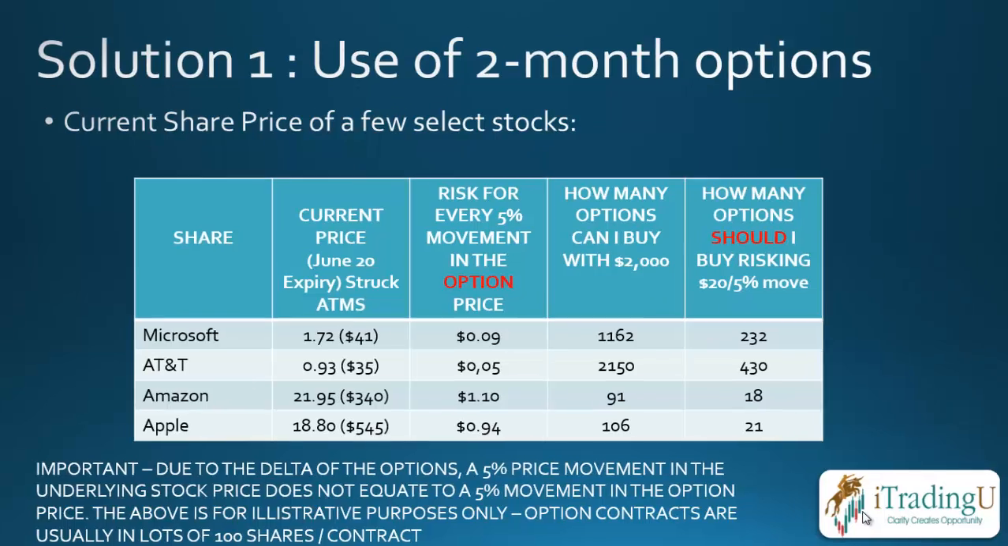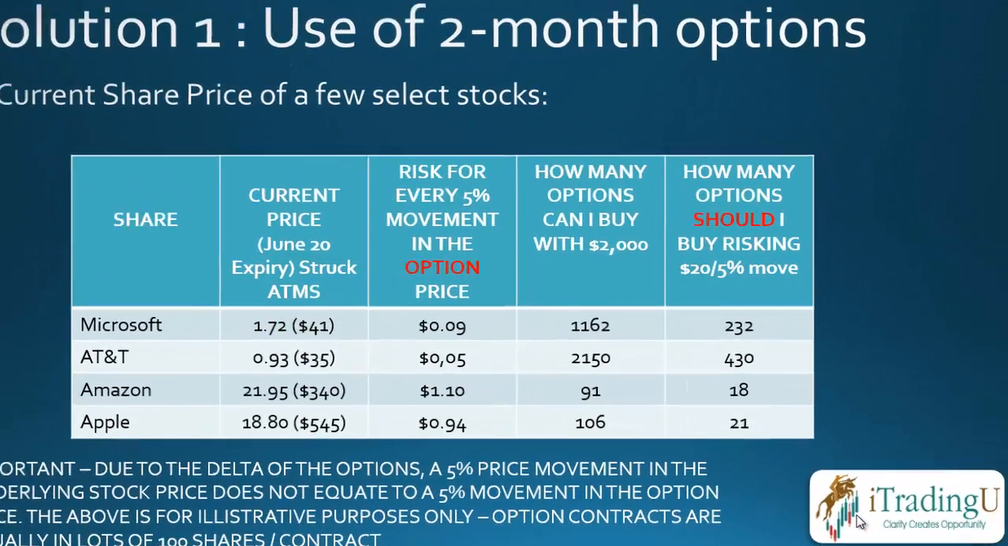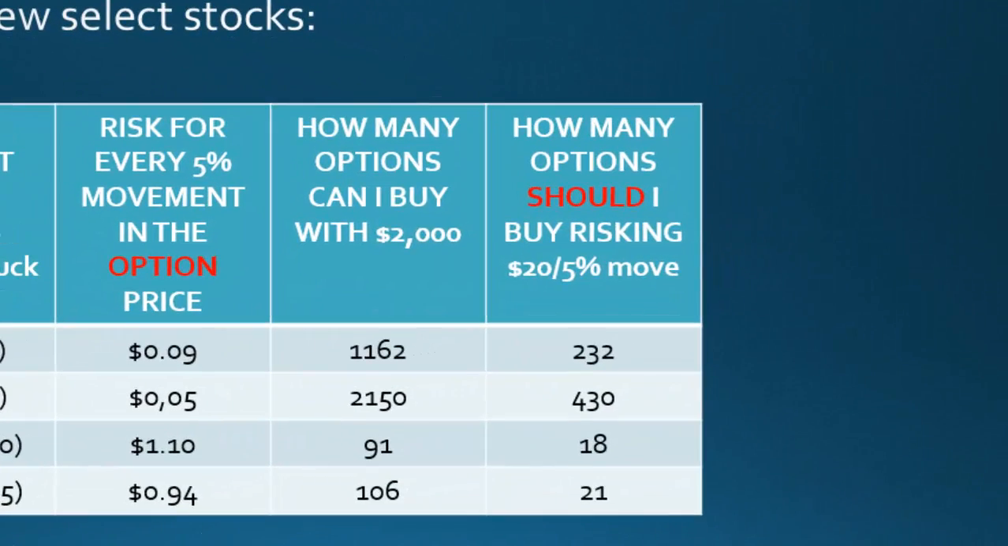You can see the dramatic decrease in price. So for an option on Microsoft at $41 a share, so this is you buying a call option allowing you to own Microsoft stock at $41, it only costs you $1.72. So if you go right back to the right-hand side column where it says how many options should I buy, keeping in mind our risk parameter of $20 per 5% movement, you can see that you can afford to buy 232 options. Even in this example, you have 21 Apple options, which is much more than the Apple shares that you could buy outright.